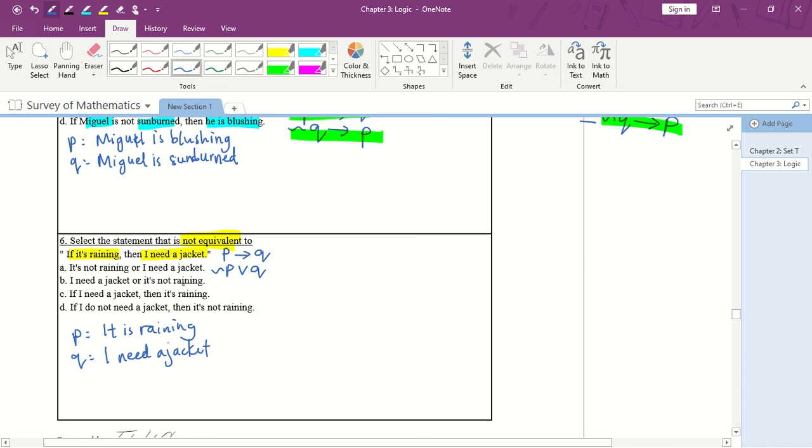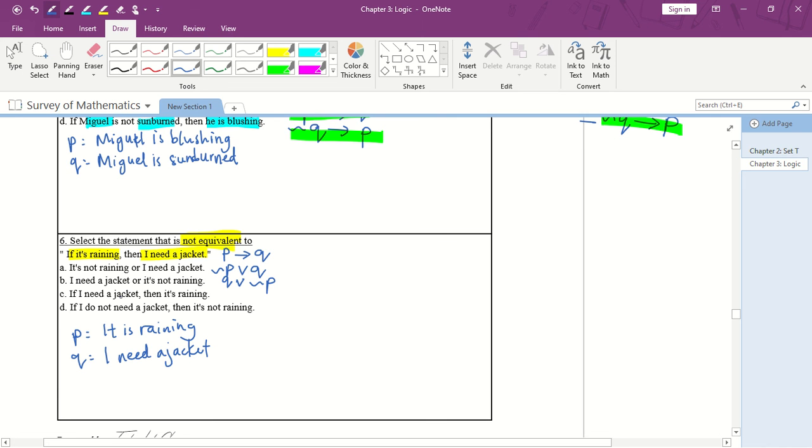Okay, no need to think about it first. Try to write it down first. I need a jacket, so it would be Q, or it is not raining. So Q or negation P.